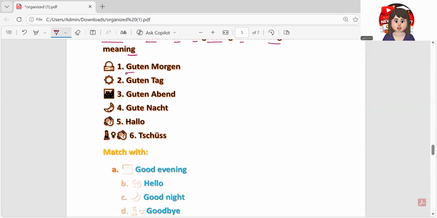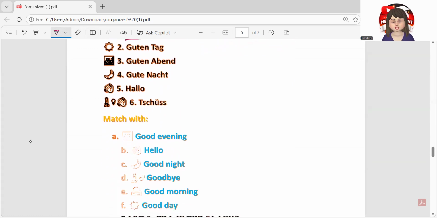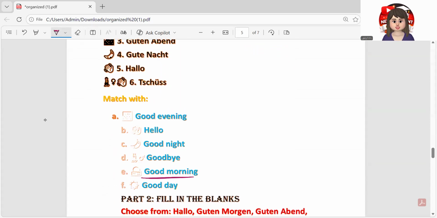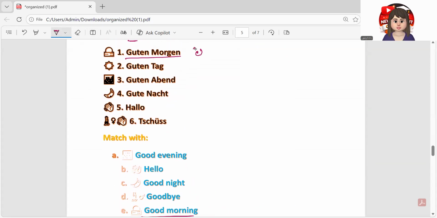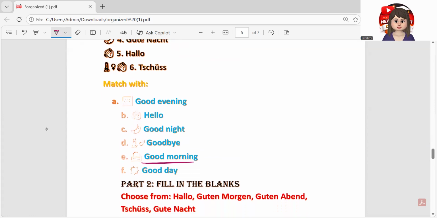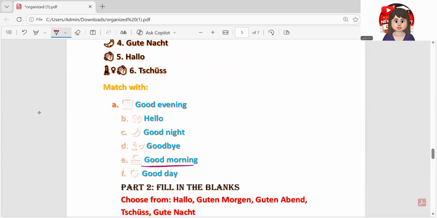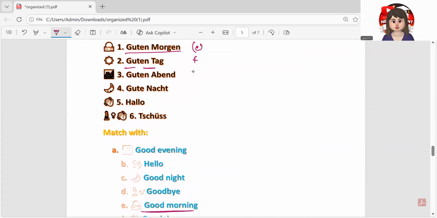Okay, so first is Guten Morgen. What does it mean, Guten Morgen? That is good morning. It's matching with the E option. So, you will write here E. Now next one is Guten Tag. Guten Tag means good day, that is F. Next one is your Guten Abend, that's called good evening. Which one is matching with the Guten Abend? That is your A.